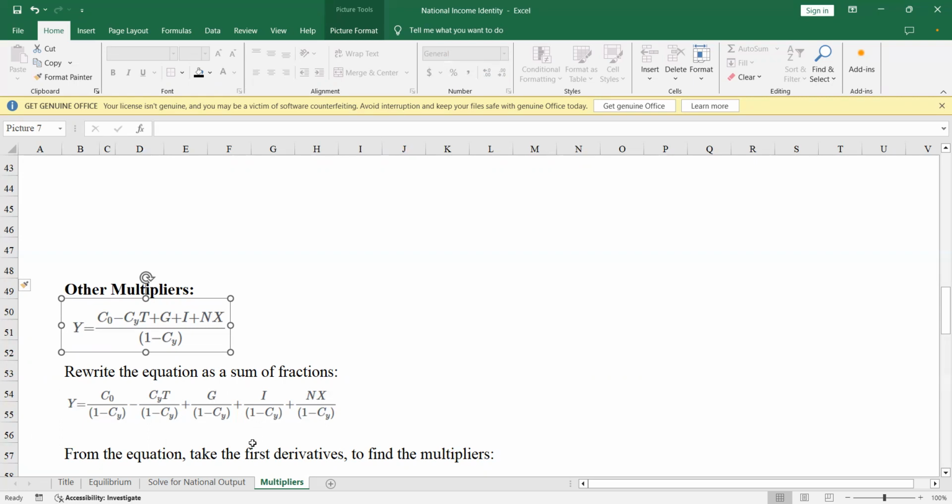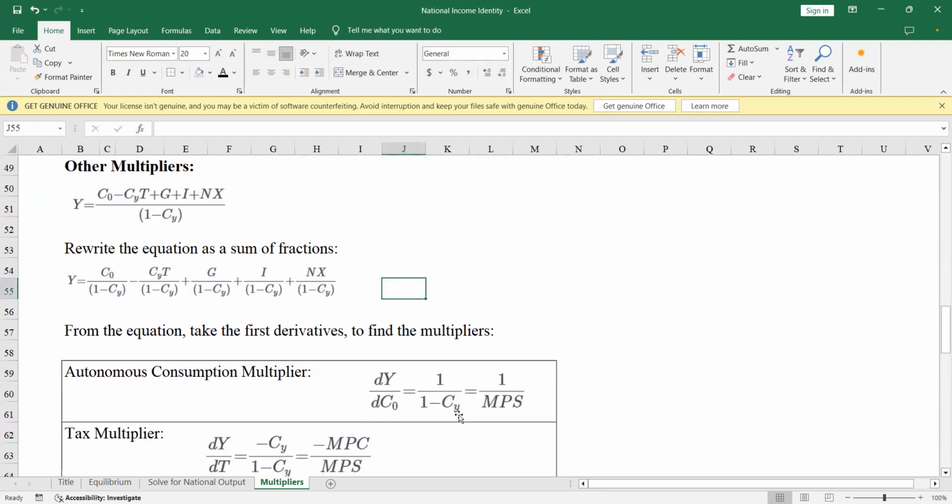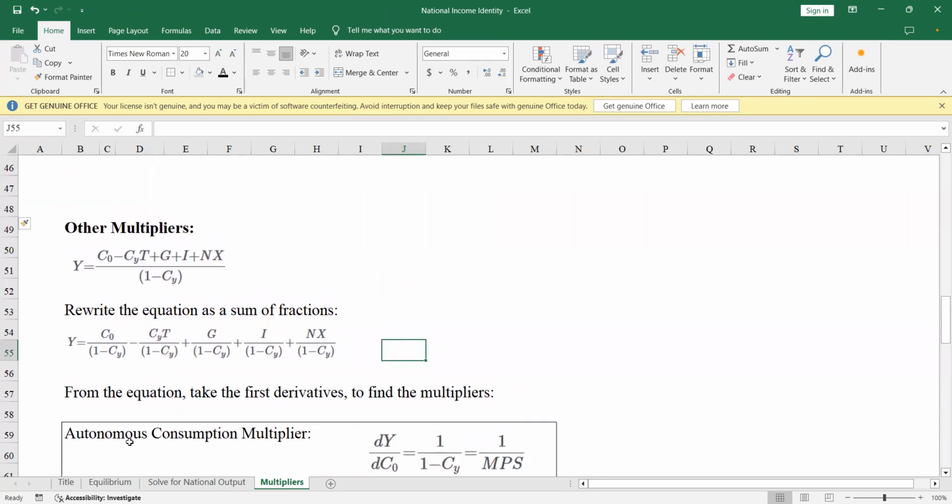From the equation, we take the first derivatives to find the multipliers. Since the power of C naught, the power of T, the power of G, the power of I, and the power of NX is 1, the coefficients attached to these variables will be the multipliers. So the autonomous consumption multiplier, this is your autonomous consumption.